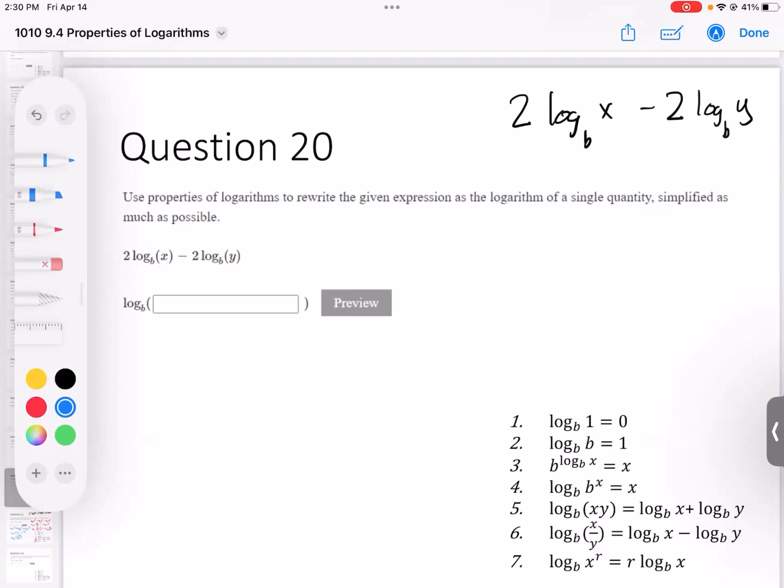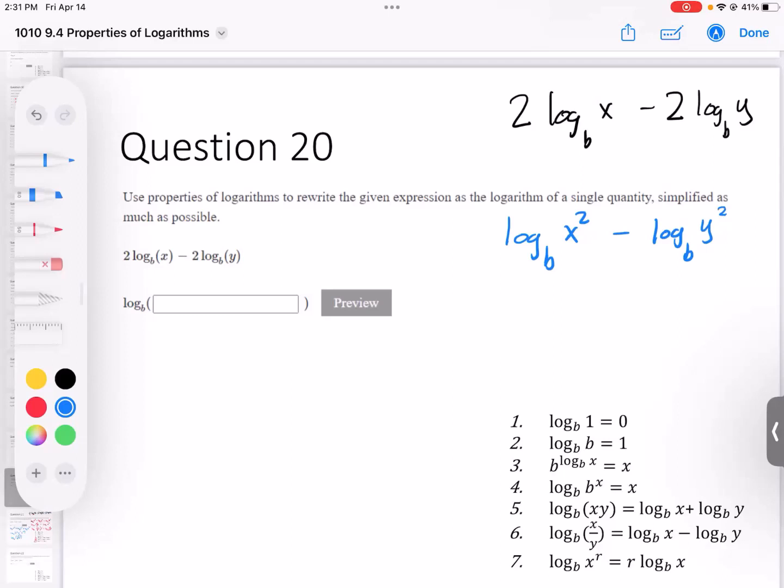Okay, so which property did you guys use first? Okay, yep, because 7 will allow the coefficients to be exponents. So we can rewrite this as log base b of x squared. And then I can write the second one as log base b of either doing y squared and subtracting it, or you can do y to the -2. It kind of just depends on what you prefer. I'll write it like this, so where this is a minus.